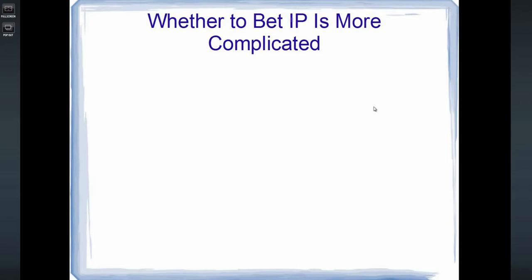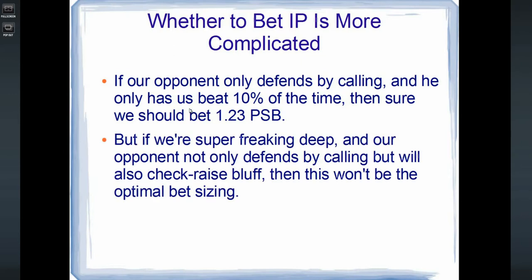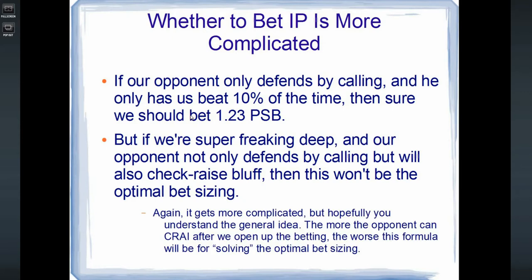All right, so whether to bet in position is more complicated. I'm not going to repeat this too much. We've already pretty much discussed it. If our opponent only defends by calling and he only has a spade 10% of the time, then sure, we should bet exactly 1.23 pot size bets. But if we're super deep and our opponent not only defends by calling, but will also check-raise bluff, then this won't be the optimal sizing. Again, it gets more complicated, but hopefully you understand the general idea.